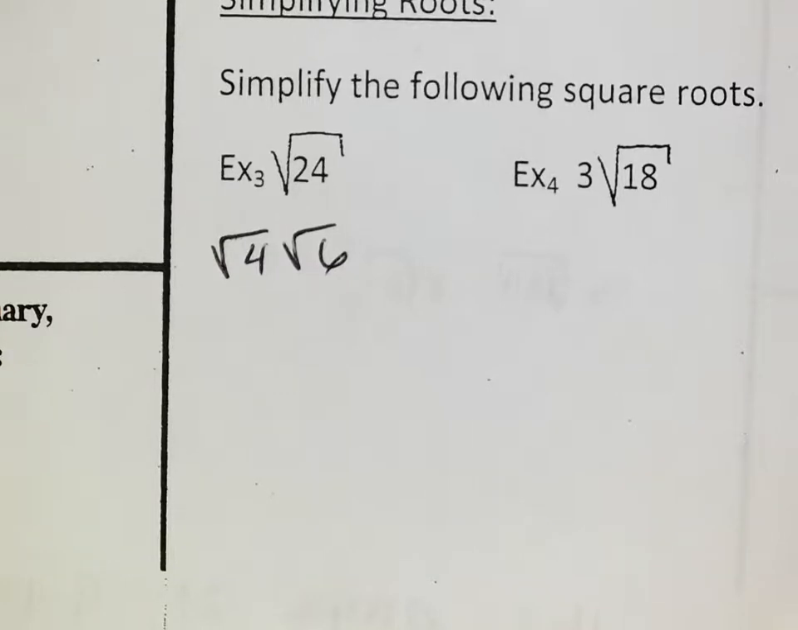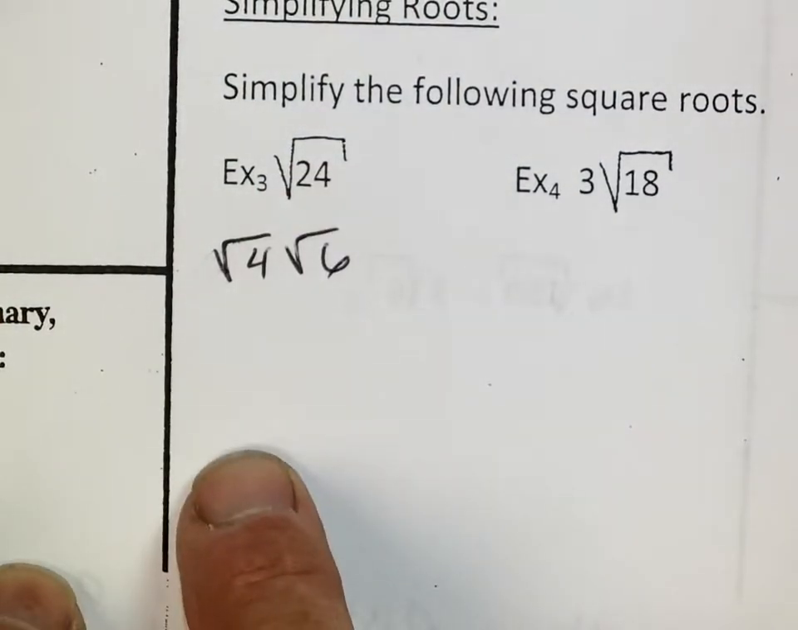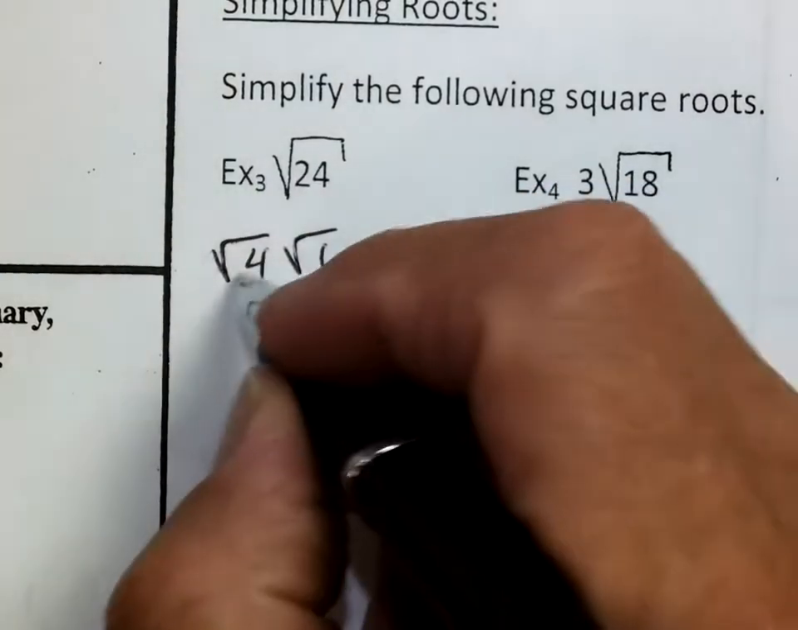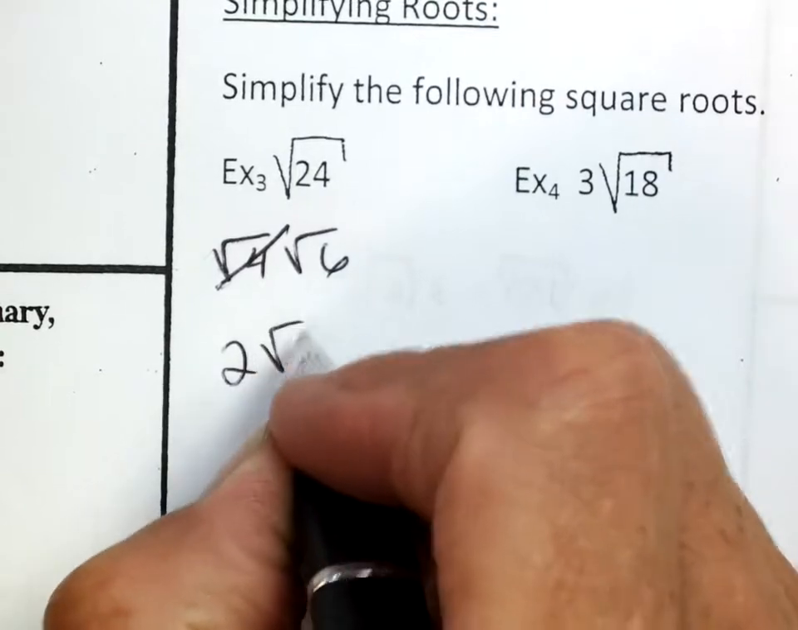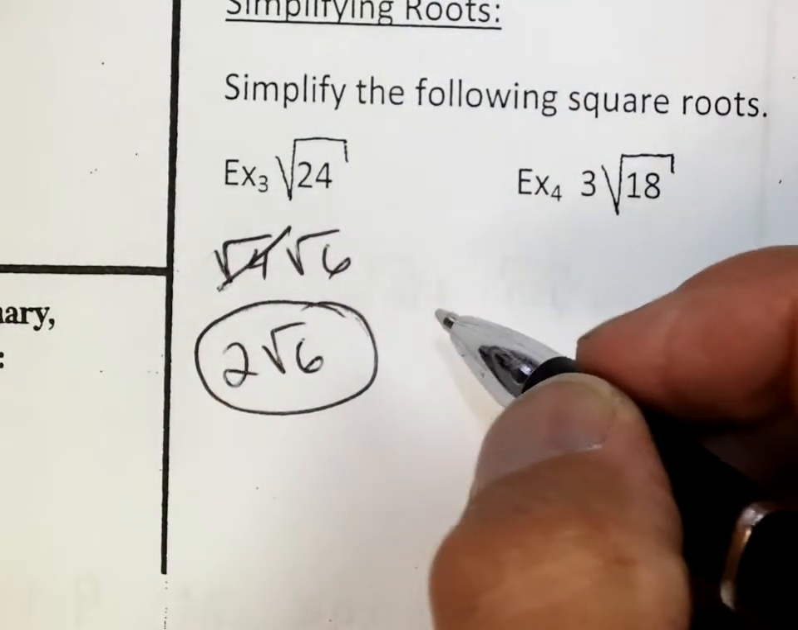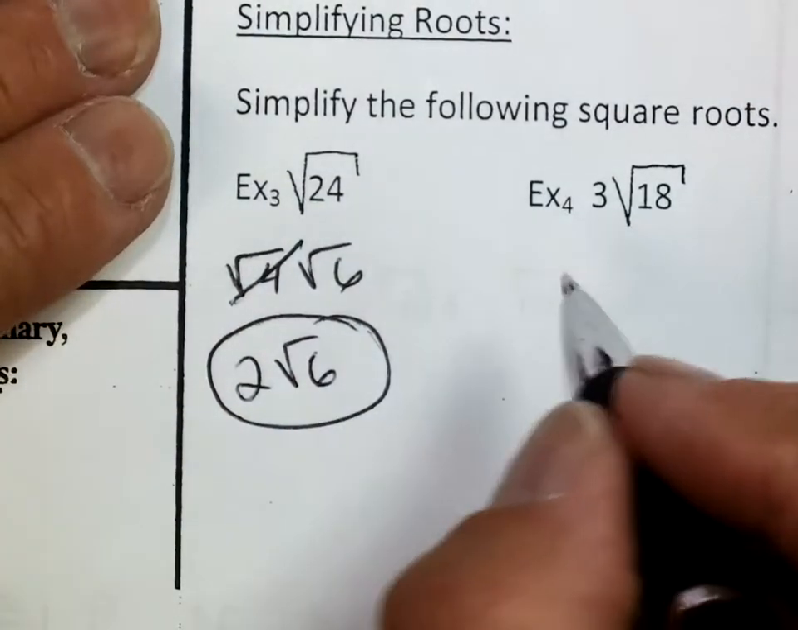Did you guys hear what I said? Harrison said 6 times 4. He's totally right. But I like it the other way around because I would like to be able to just cross out the 4 and bring out the 2. So I'm going to do that. The square root of 4 is 2, and the answer is just 2 square roots of 6. Capiche?